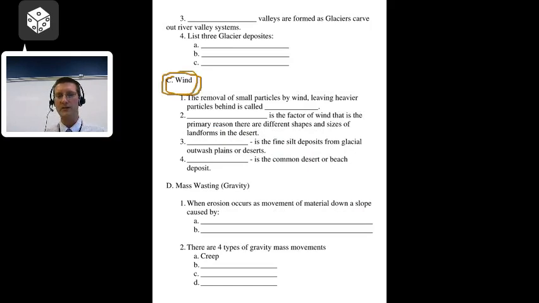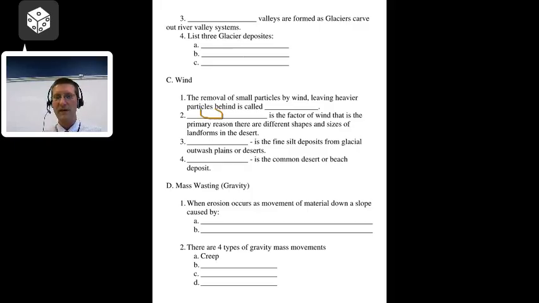Number 1, the removal of small particles by winds, leaving behind heavy particles, is called deflation. D-E-F-L-A-T-I-O-N. Deflation happens all the time around here. Maybe you play softball or baseball. You know, the wind kicks up and you got the small sand particles, dirt particles kind of hitting you in the eye and blinding you.